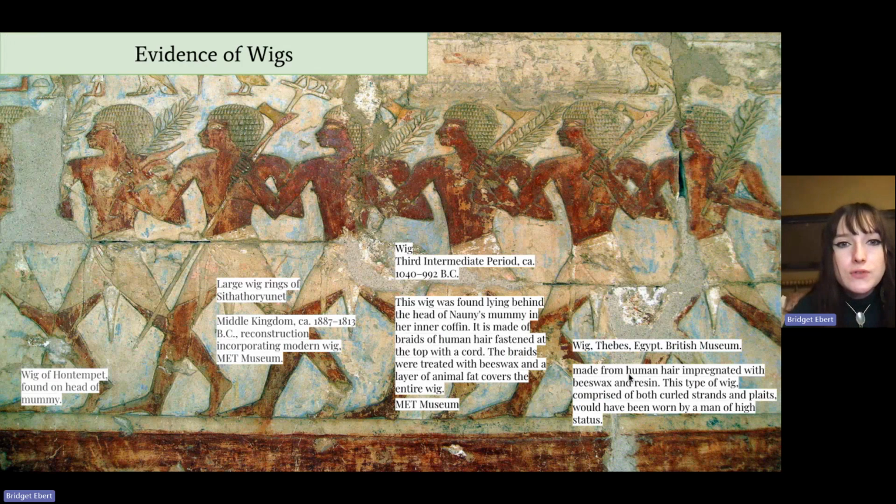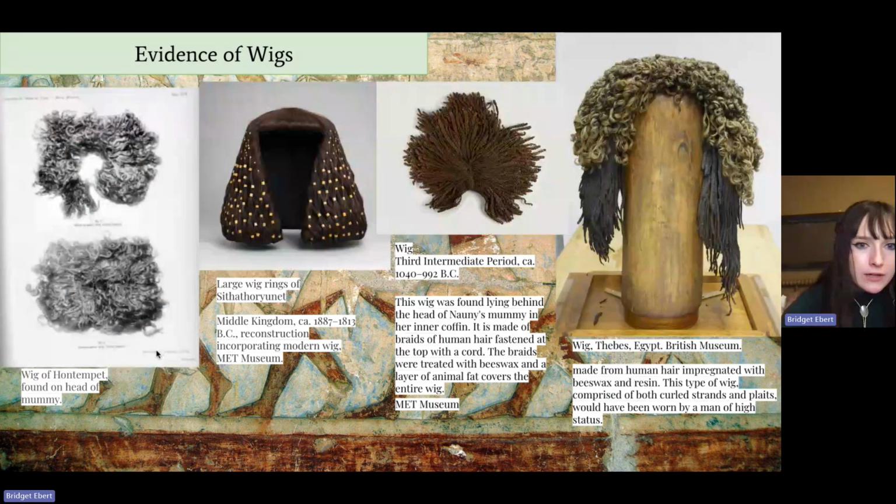And this I find so incredibly fascinating. There is evidence of wigs. So on the far right, this is a wig from Thebes. It is held at the British Museum, and it's made from human hair impregnated with beeswax and resin. And this type of wig comprised of both curls and strands and braids could be worn by a man of high status. So I really love the different hair textures that are layered on top of one another.